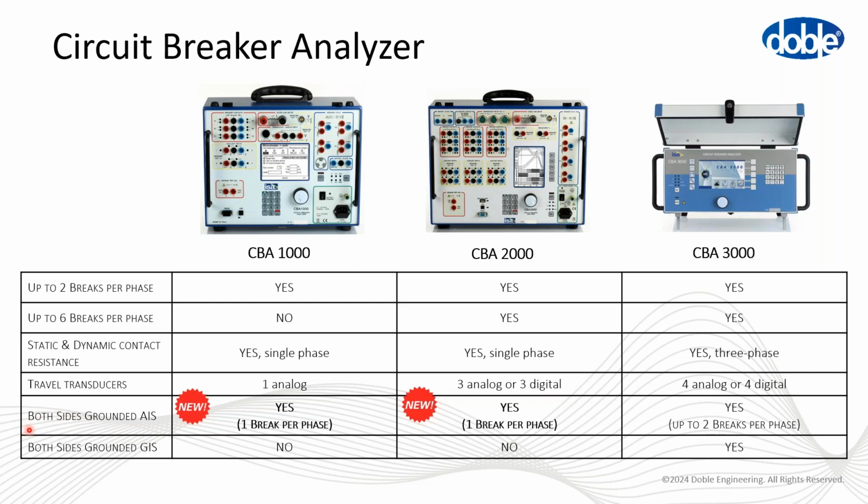Then we have the condition of both sides grounded in air. This is a situation that is done for a safety reason. Basically, you connect to the ground both sides of the CB. In this way, for safety reasons, you can avoid problems if you have a fault in the line while you're doing the maintenance. In this way, you are protected against this type of situation.